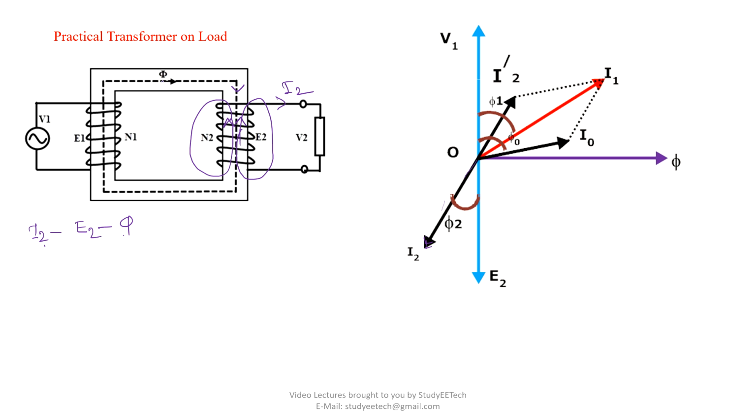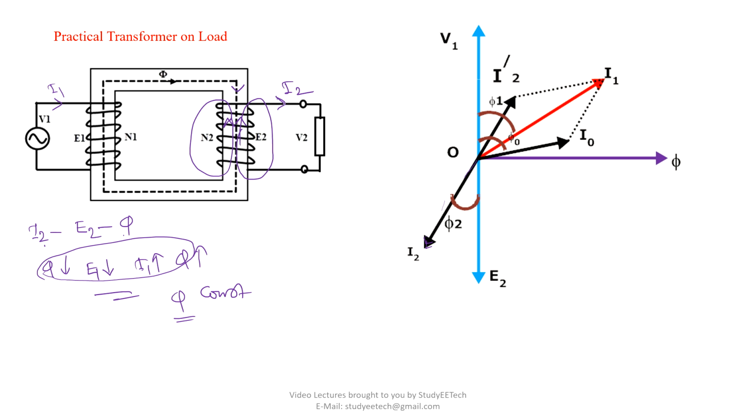Now we can say there is a decrement of phi. If there is a decrement of phi, there will be a decrement of E1. If there is a decrement of E1, the difference is increasing, so I1 will increase. So there will be an increment in the primary current. If there is an increment in the primary current, phi will increase again, remaining constant. I have explained this in this way to tell you that phi will remain constant.